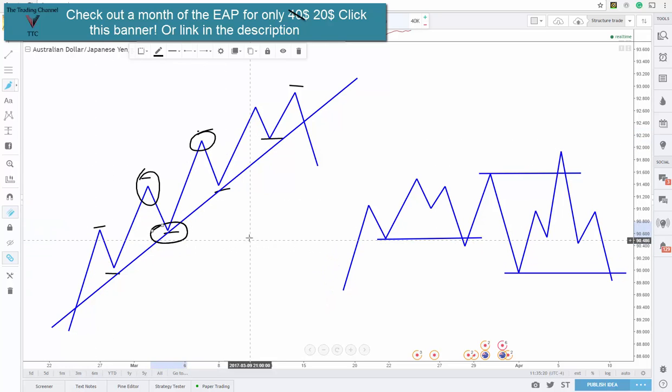So this would be higher low number 1 and higher low number 2. Now we can start to look for the reversal setup because now we know that we are in an uptrend, or we've started an uptrend.